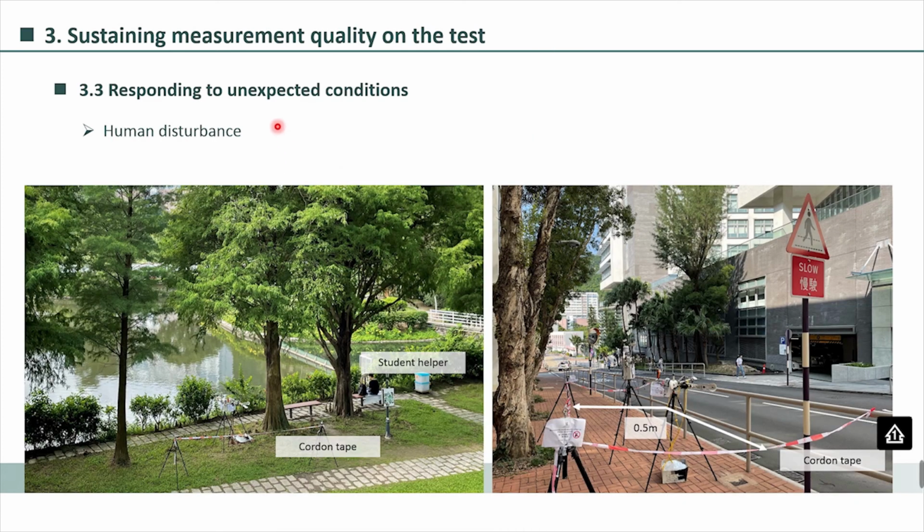And the other unexpected condition in field measurement is human disturbance. I have to say the pedestrians are quite curious about our instrument. But if they stand too close to our instrument, they may block the incoming radiation and wind and cause measurement uncertainty. So we need to keep them away from our instrument, and usually I think 0.5 meters is quite enough. And at least one student helper should stay at the site and ensure the safety of your instrument.